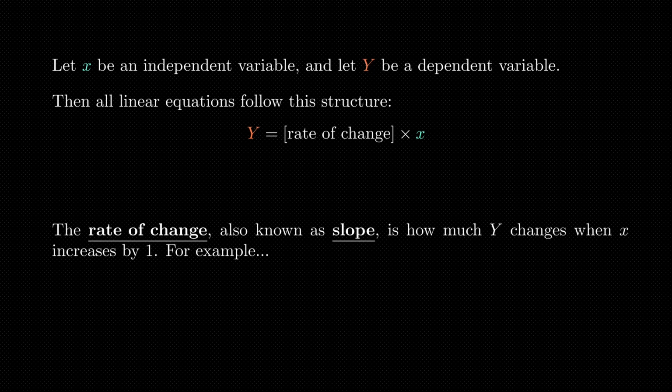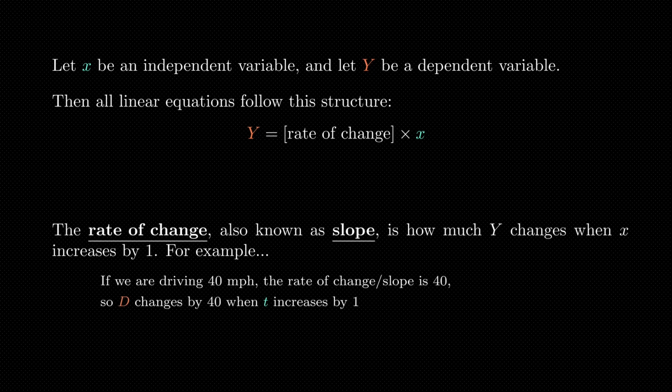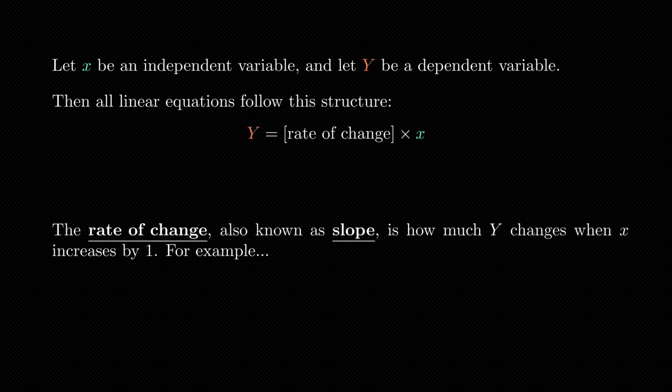Okay, that may sound a little hard to visualize, so here's an analogy. When we were driving 40 miles per hour, our rate of change, or slope, was 40. So d increased by 40 when t increased by 1. Now, let me clarify something about our definition of slope here. You probably did not learn about slope in this form in your classes. You perhaps learned it as rise over run, or y2 minus y1 divided by x2 minus x1. I promise we'll get to these notions later. For now, we'll just use our definition with slope as basically just the rate of change.